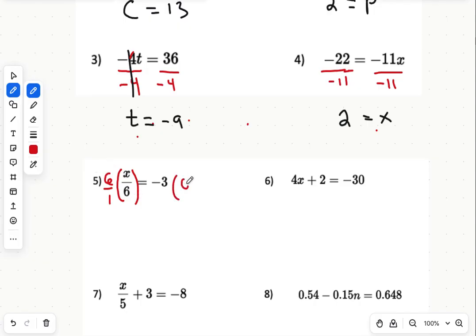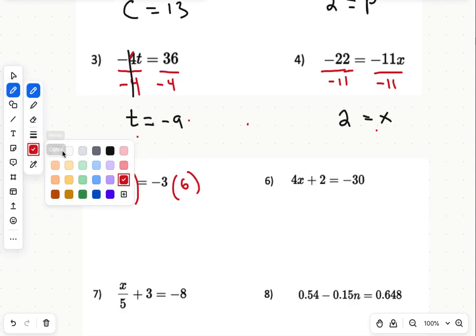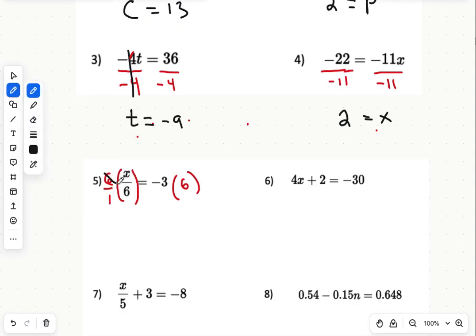And we'll do the same thing to this. I'll just think of that as a 6 because the fraction isn't helpful there. And now those 6's cancel out, and that leaves me that x all by itself, and negative 3 times 6 makes negative 18.